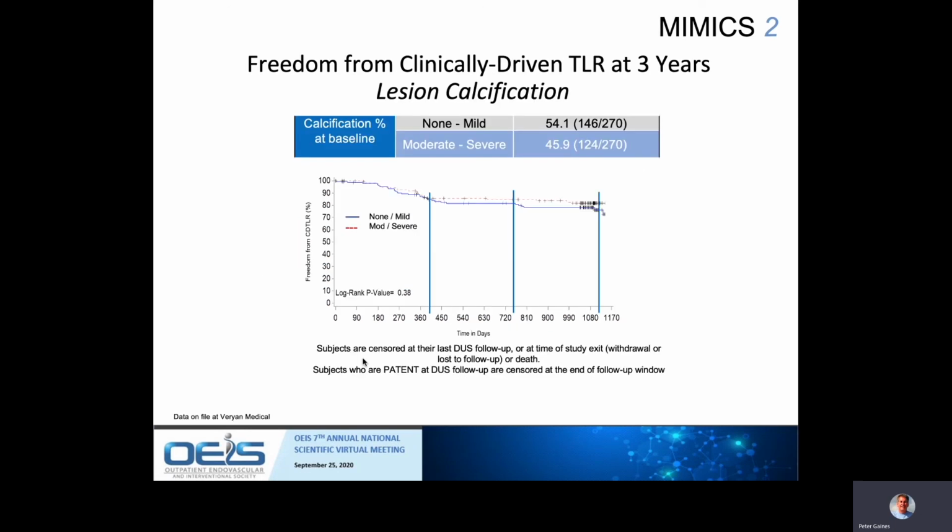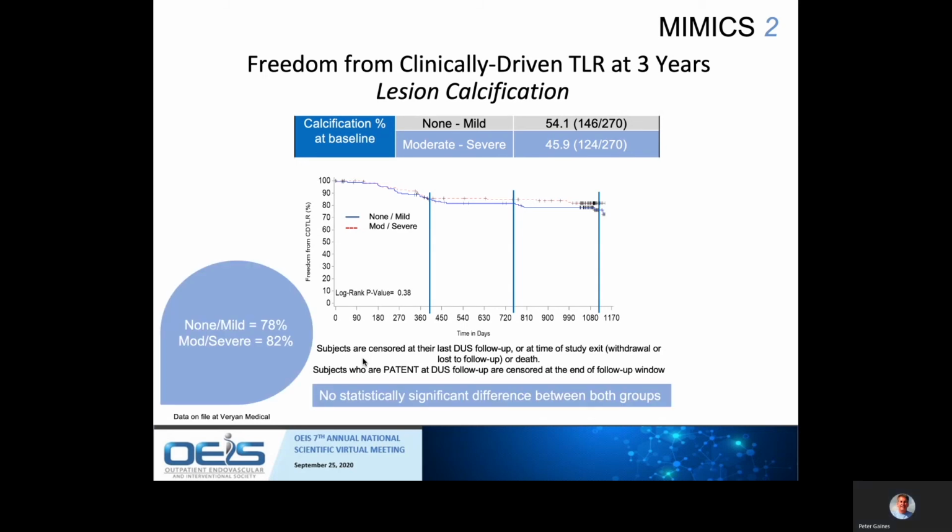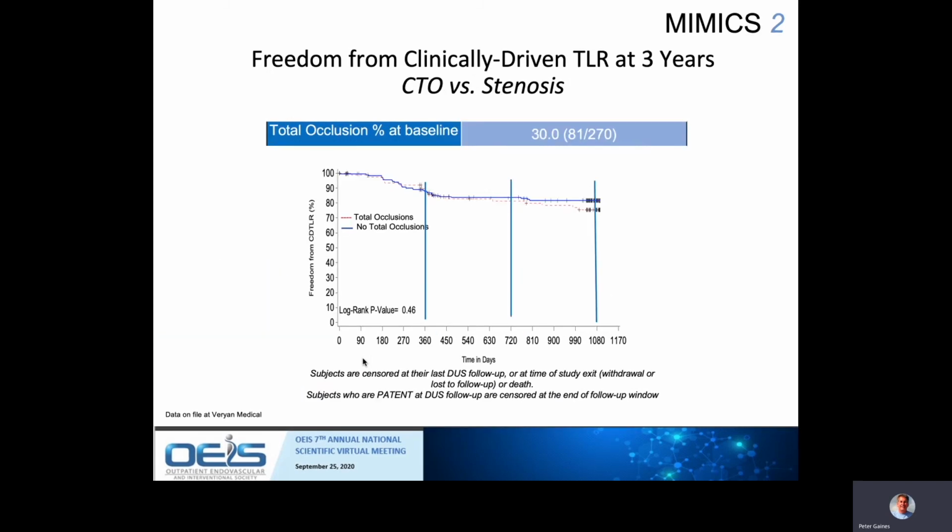To delve deeper into what might affect clinically driven TLR, lesion calcification was stratified between none to mild and moderate to severe. And interestingly, increasing calcification did not affect the outcome out to 3 years. Similarly, lesion complexity was divided between total occlusions and stenosis. And again, that increased lesion complexity did not have any effect on outcome out to 3 years.